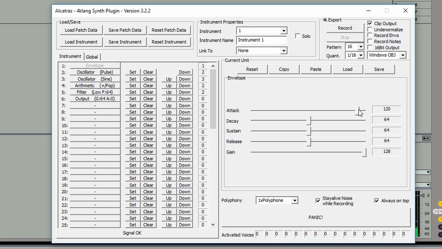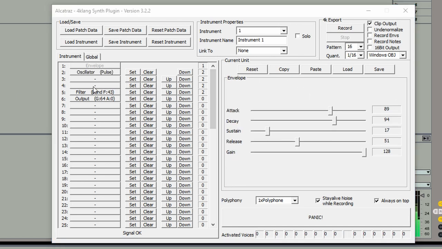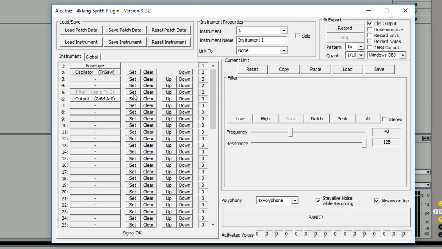So the attack really doesn't seem to be... Could it be that I have 2 oscillators? So if I have 1 oscillator, probably the attack would work. Or not. Okay. Rude! Is it just a pulse? Why is this not attacking as slow as it should?